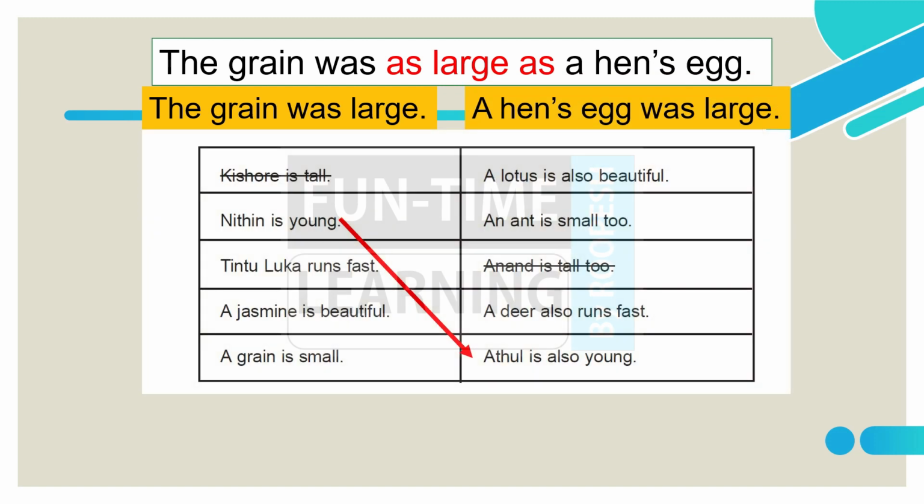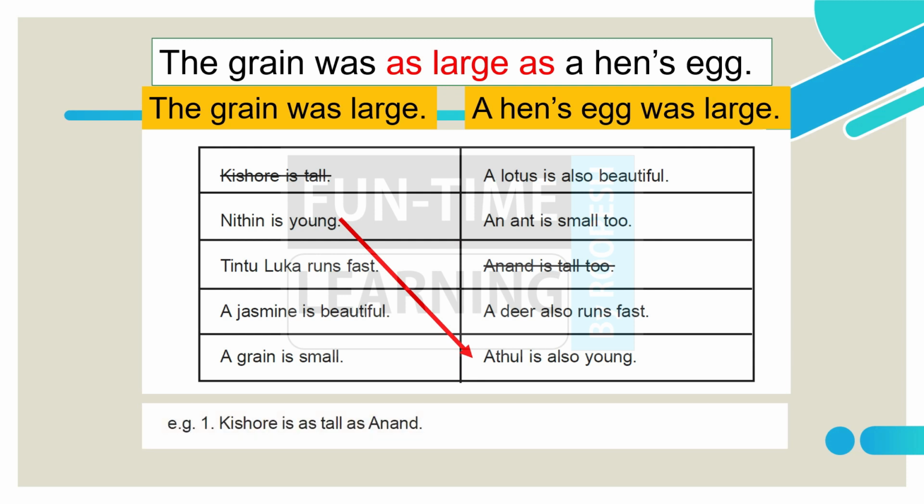And here we have some examples. Kishore is tall, Anand is tall too. We can combine those two sentences in this way. Kishore is as tall as Anand. It's a very simple one. One more example is given. Nitin is young, Atul is also young. So we will change that into Nitin is as young as Atul.